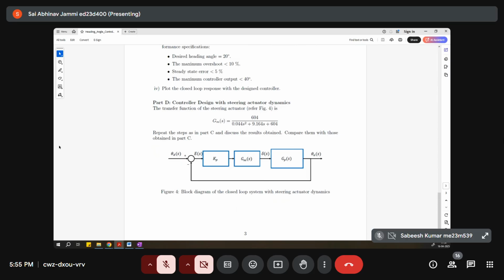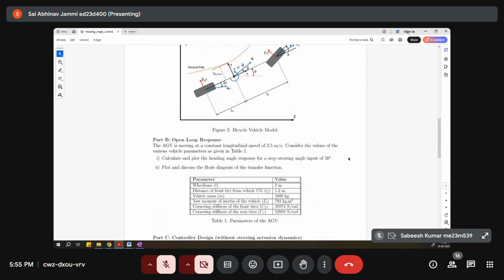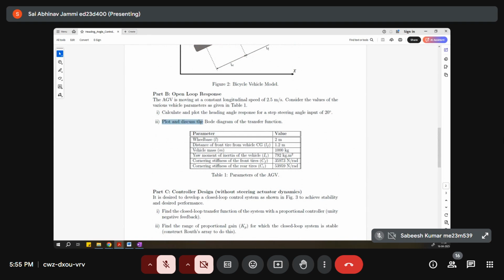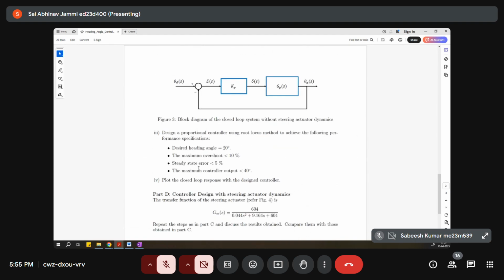If there are no more doubts, we can close the session. In the report, what is to be included is all given here. The main changes I'm repeating again: you need not include the Bode diagram, and the overshoot should be less than 4%.